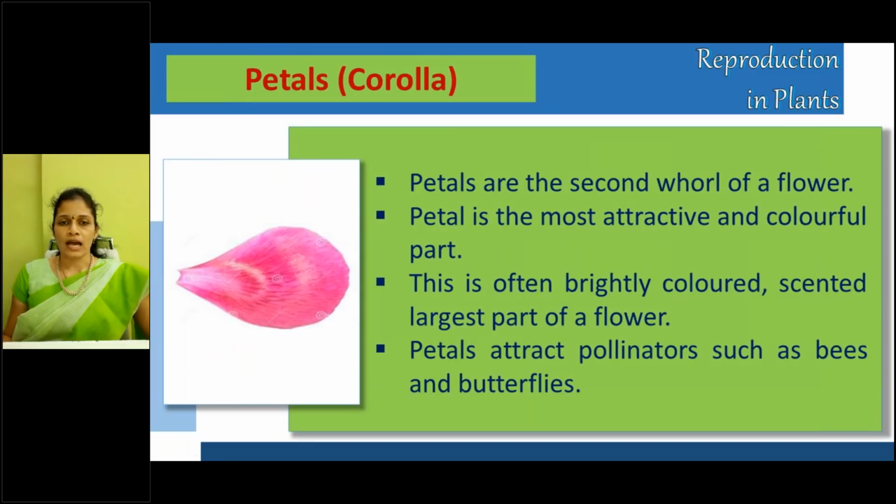Petals. What is the other name of petals? Corolla. Petals are the second whorl of a flower. It is the most attractive and colorful part. And these petals are often brightly colored, scented, and the largest part of a flower.